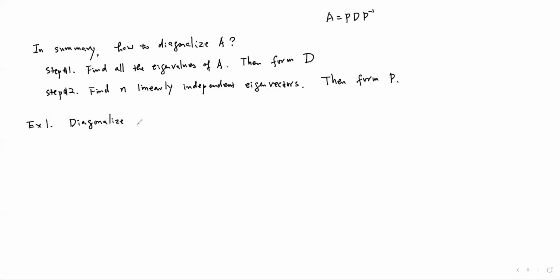Diagonalize this matrix. 1, 3, 3, -3, -5, -3, 3, 3, 1.